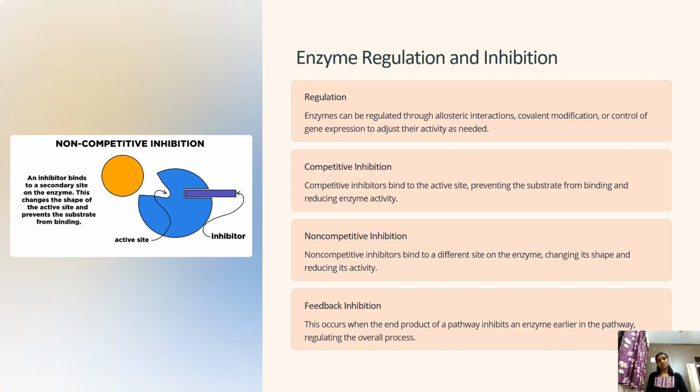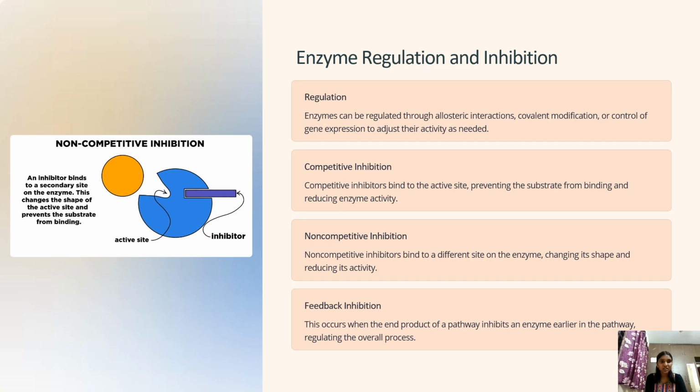Enzyme regulation and inhibition. Regulation. Enzymes can be regulated through allosteric interactions, covalent modification, or control of gene expression to adjust their activity as needed. Competitive inhibition. Competitive inhibitors bind to the active site, preventing the substrate from binding and reducing enzymic activity. Non-competitive inhibition. Non-competitive inhibitors bind to a different site of the enzyme, changing its shape and reducing its activity.